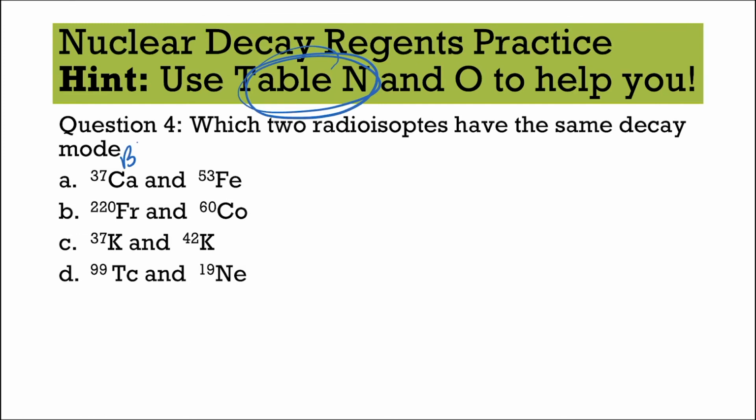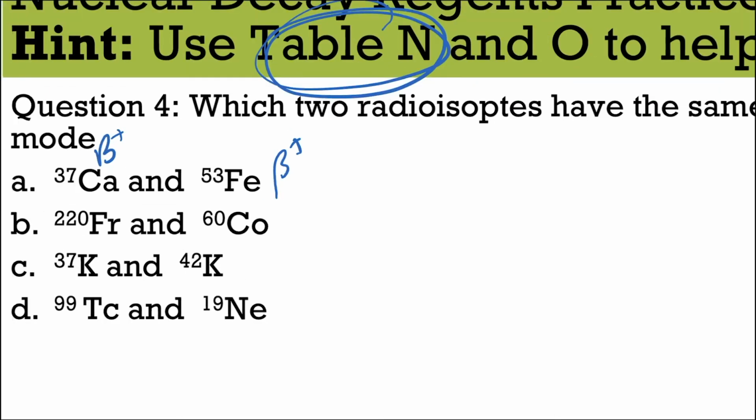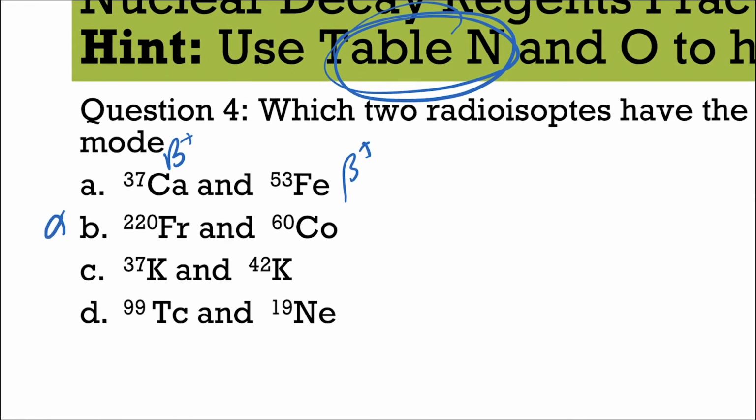Okay, so when you find all these 8 elements, you'll see that calcium 37 is beta plus, iron 53 is beta plus. So that looks like our answer, but let's just keep going because this is fun. Let's just double check. B, francium 220 is an alpha particle, and cobalt 60 is a beta minus particle. So that's not the same, can't be B. No. If we look at C, potassium 37 is beta plus, and potassium 42 is beta minus. Yes, K is potassium, but no, this is not the right answer.